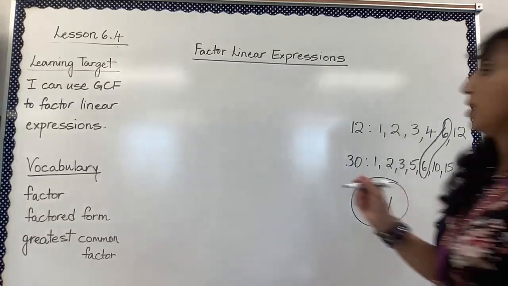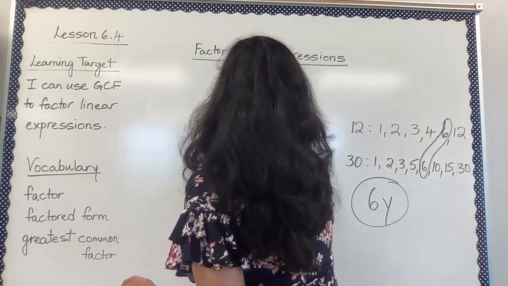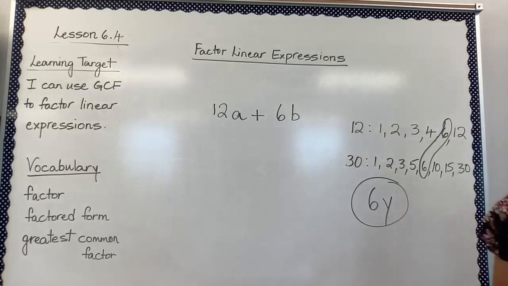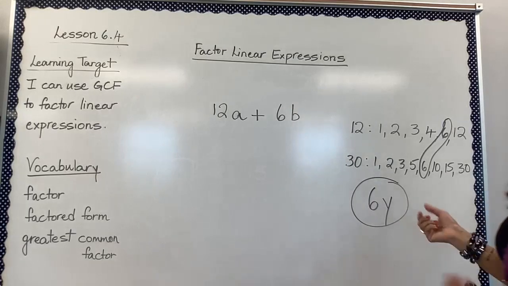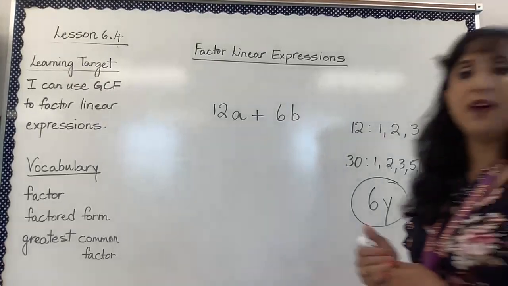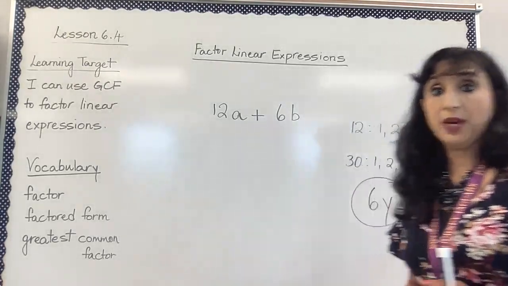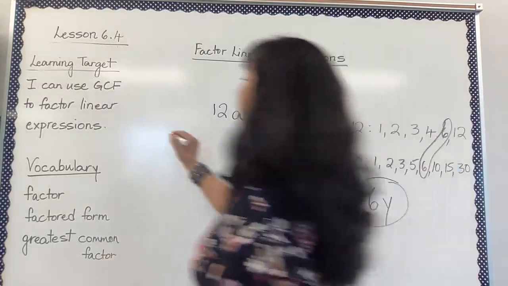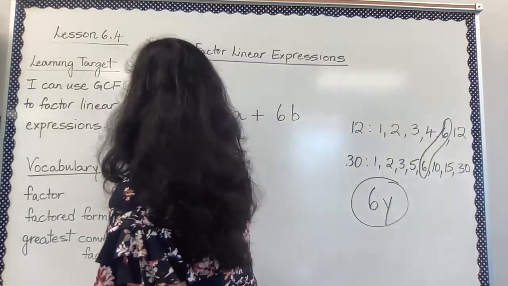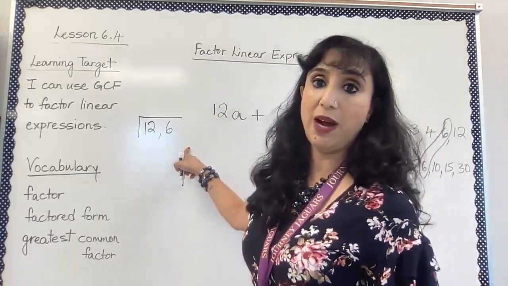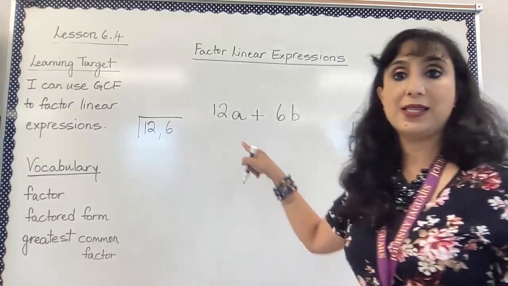So if I give you 12a plus 6b, and I ask you to factor this out, we are going to see what could be the greatest common factor of these two numbers. Okay, so I can see that the variables are different, so there's nothing common to the variables. But if I look at the 12 and the 6, both of these are divisible by 2, but they are both divisible by 6 also. It doesn't matter how you do it, you will end up with the exact same GCF.